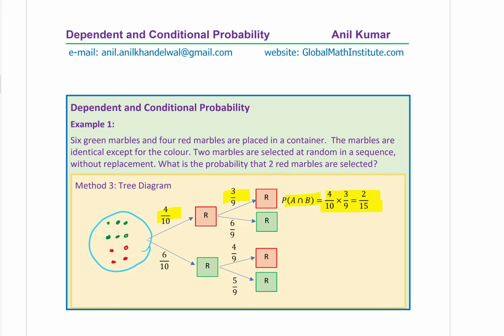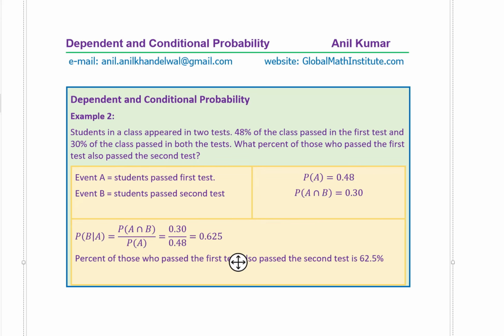Now let's move on to the next type of example. The question here, example 2, is students in a class appeared in 2 tests. 48% of the class passed in the first test and 30% of the class passed in both the tests. What percent of those who passed the first test also passed the second test? So conditional probability, those who passed the first one also cleared the second one. That is what it is.